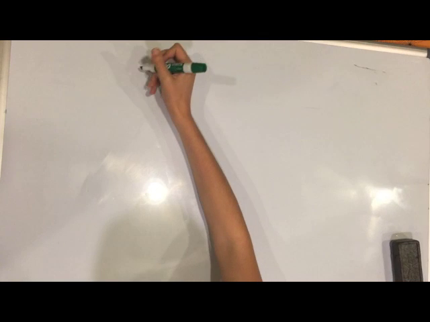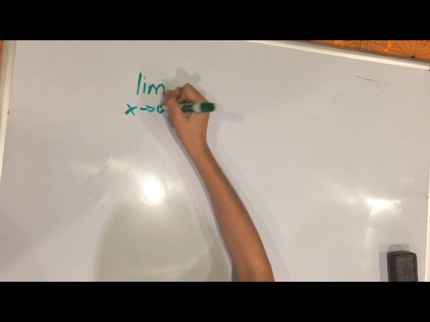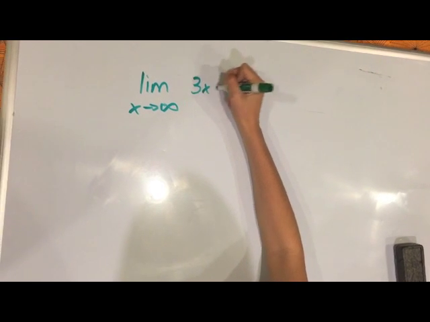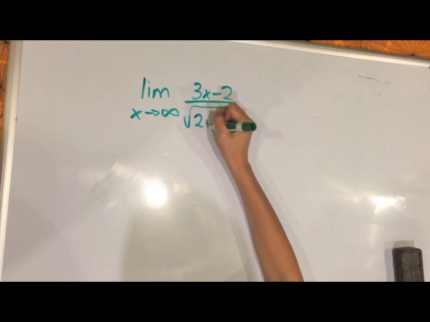The second practice problem is the limit as x approaches infinity of 3x minus 2 all over the square root of 2x squared plus 1.